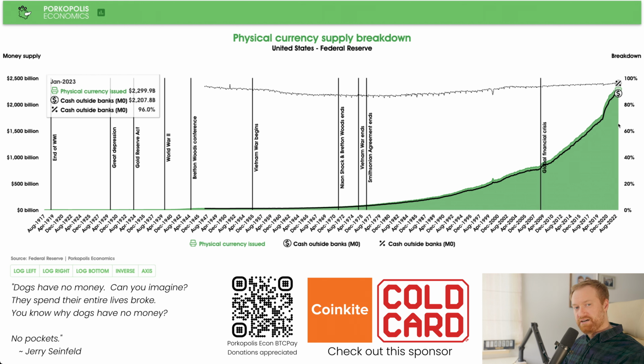$2.3 trillion issued and outstanding as of January 2023. And the vast majority of that is what we call M0, or cash that exists outside the fiduciary banking system.